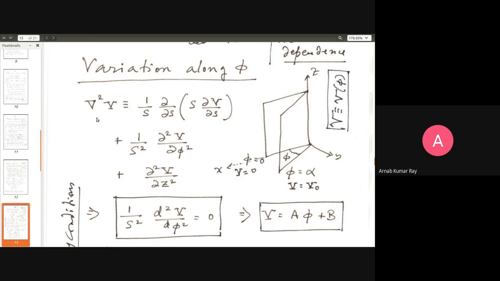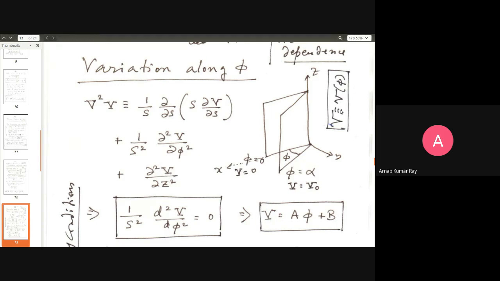This is the Laplacian operator in 3 dimensions written in full. You have the S variation, you have the phi variation, and you have the Z variation. The S variation is 1 upon S, del del S of S del V del S. The phi variation is 1 by S squared, del 2 V del phi squared, and the Z variation is del 2 V del Z squared.